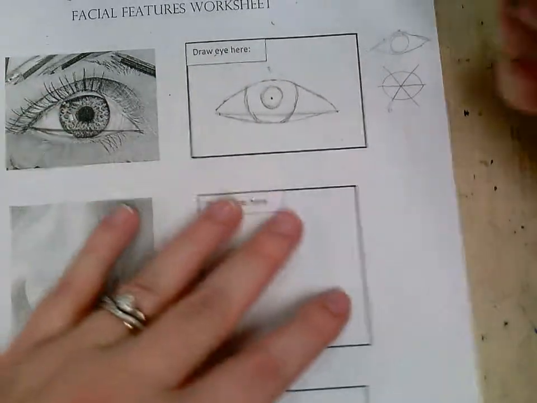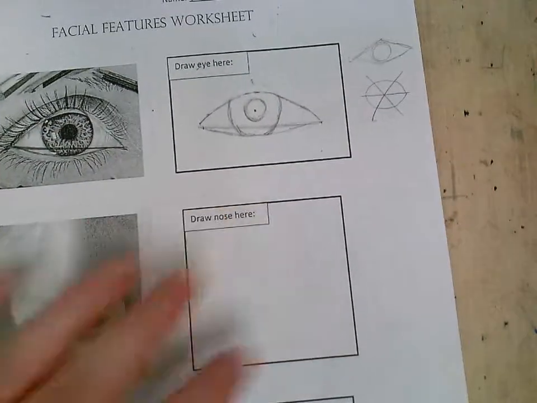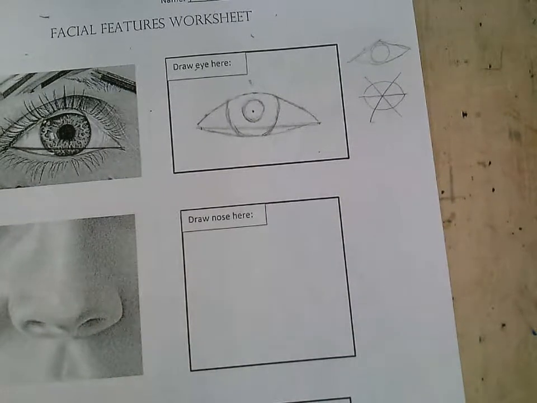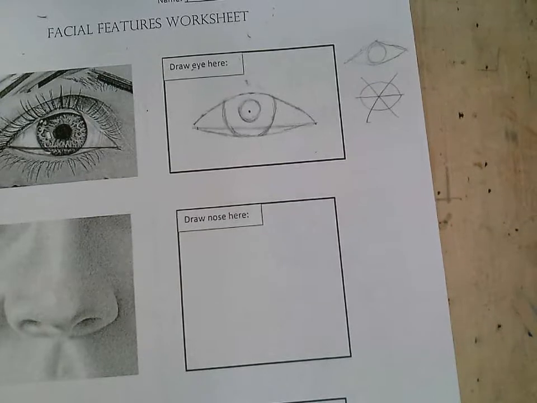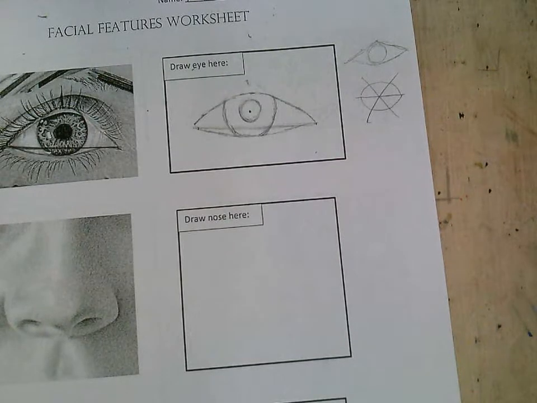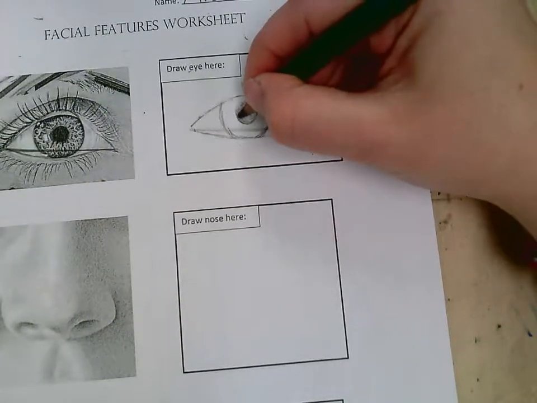When you're done drawing that pupil, take your 9XXB. Where did I put my 9XXB? Grab another one. And color in that pupil.